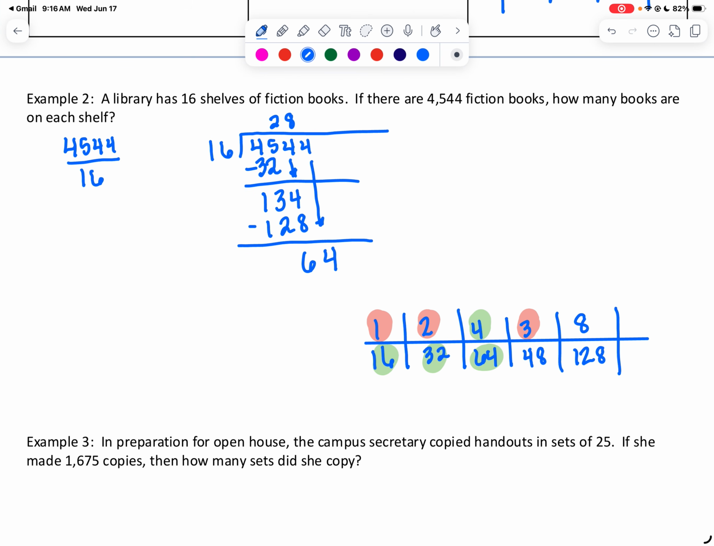Now, I believe 64 was in my ratio table. Yep, 4 times. So this would be a 4. 4 times 16 is 64. Subtract, and that gives me a remainder of 0. So there are 284 books on each shelf.